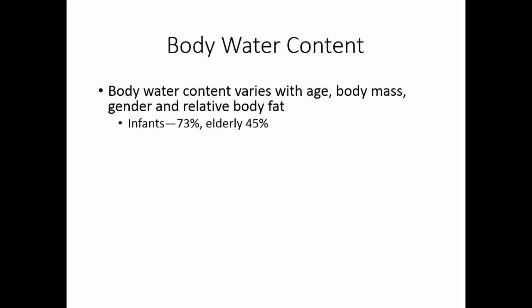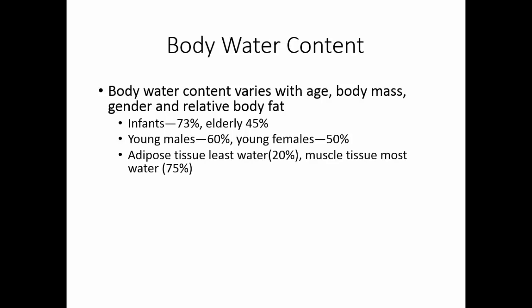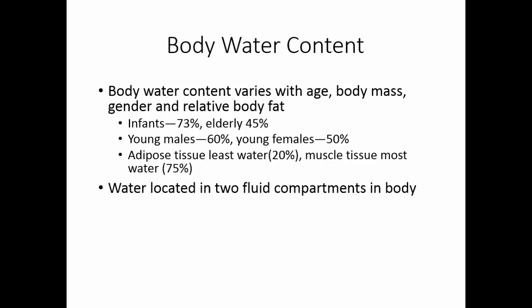Infants are at least 73% water. The elderly are more like 45% water. Young males are about 60% water, young females about 50% water. Adipose tissue is the tissue that will have the least water in it, containing only about 20% water. Muscle tissue will have the most water at 75%. Young males have more muscle tissue than young females, and this accounts for the difference in water values in both men and women.